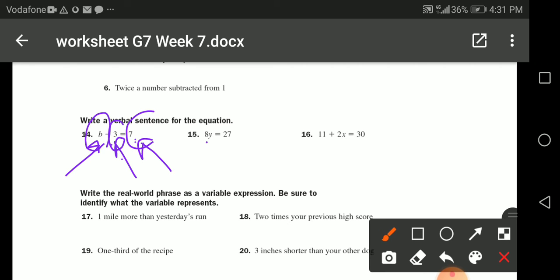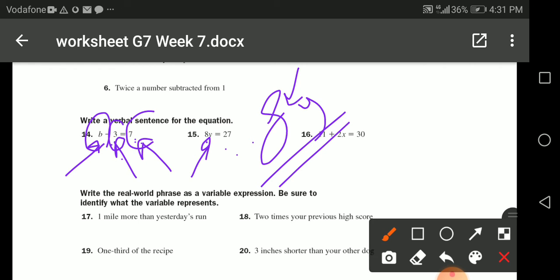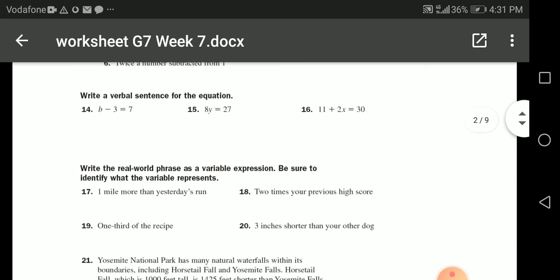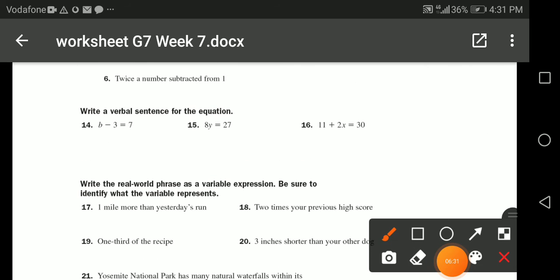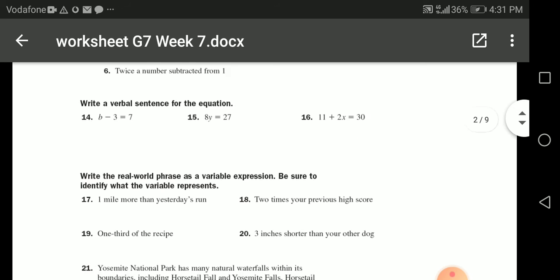What about this one? The product of 8 and a number is 27. Why did you say product of? When I say here 8y, we have an invisible multiply. So I will say the product of 8 and a number, or 8 and y, is 27. And here what can I say? I can say here the sum of a number and the sum of a double number and 11 is 30.